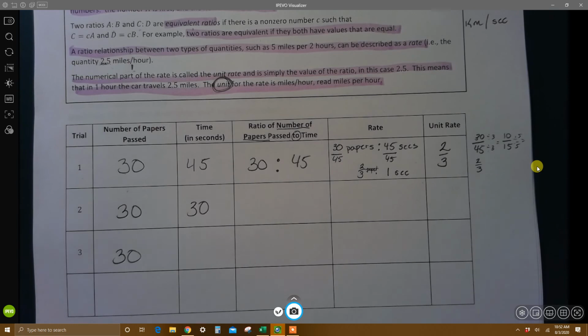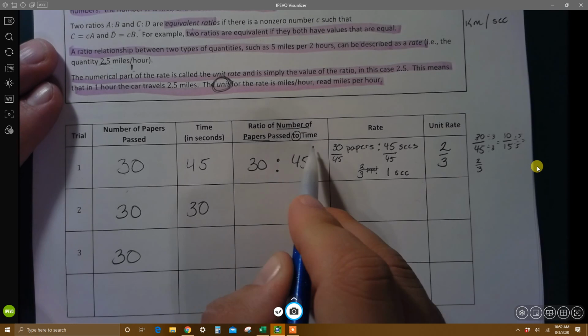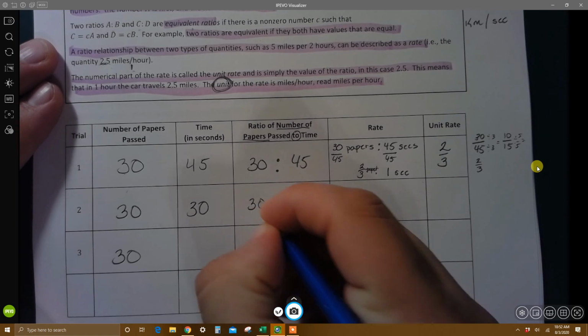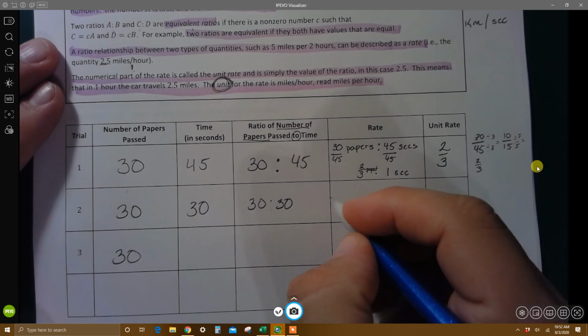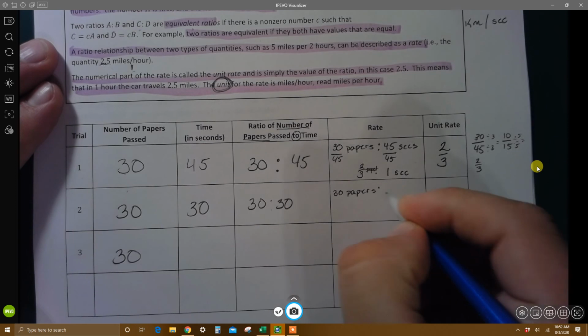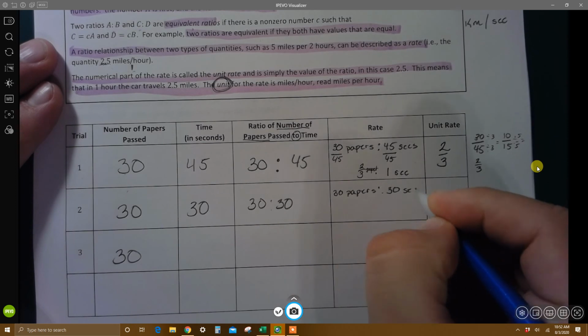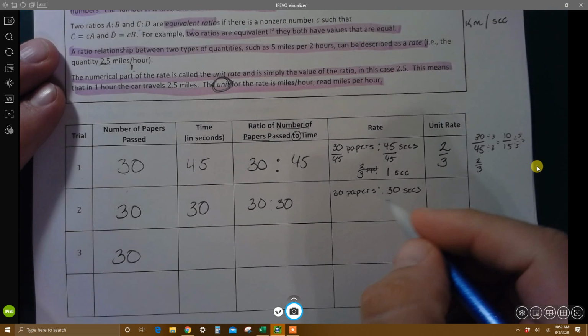Hey, welcome back. So let's see how we did. I figured out the ratio of the number of papers passed to time would be 30 to 30. Well, what's my rate? Well, that's easy. I got 30 papers to 30 seconds. Oh, well, now I need to come up with an equivalent ratio. So what numbers can I divide 30 and 30 by? That's right. I can divide them both by 30.